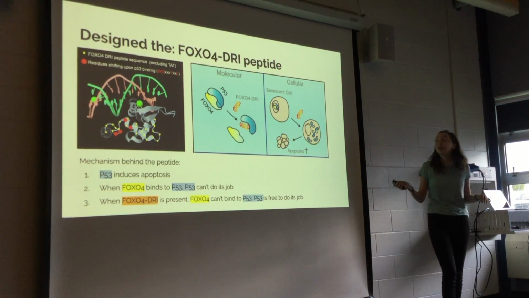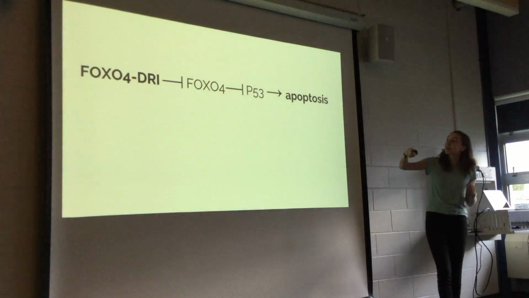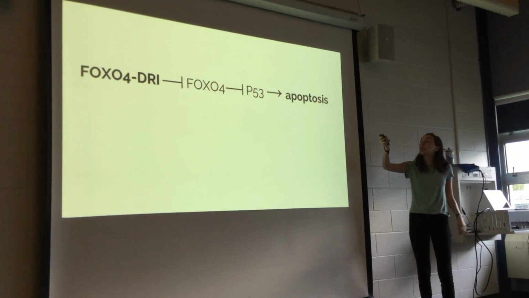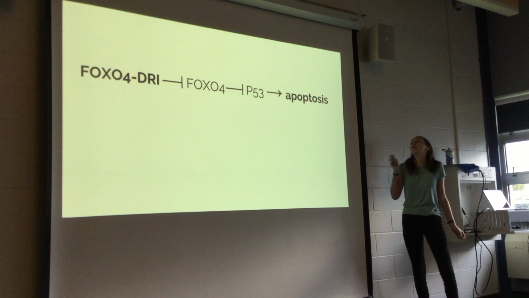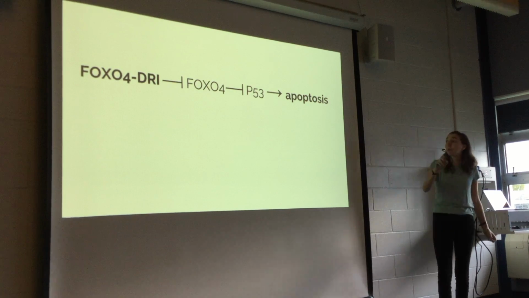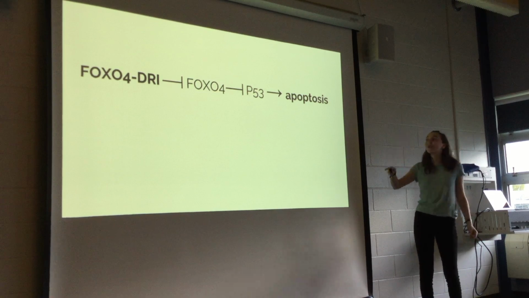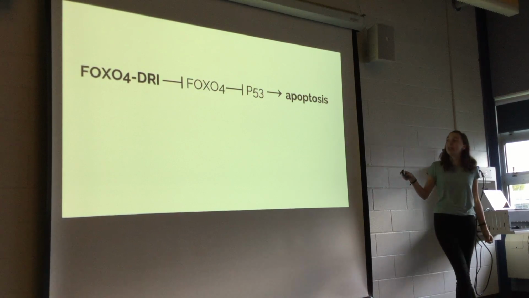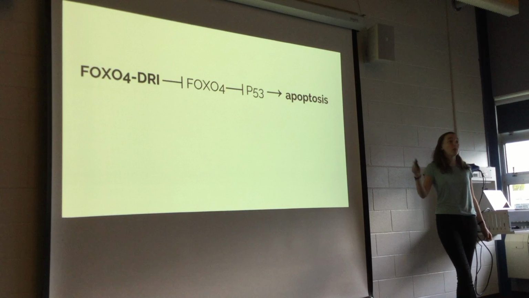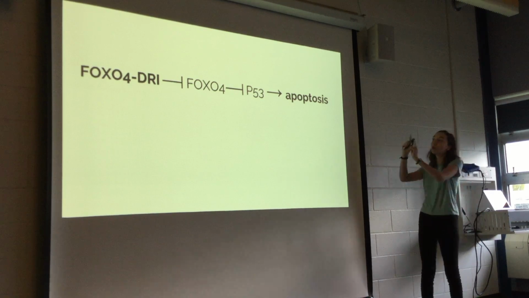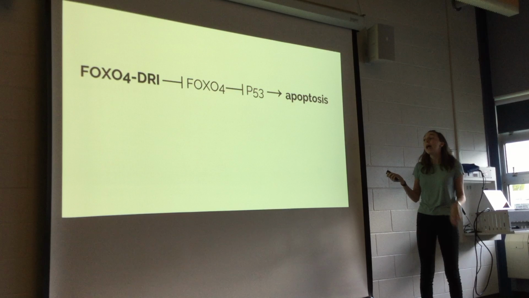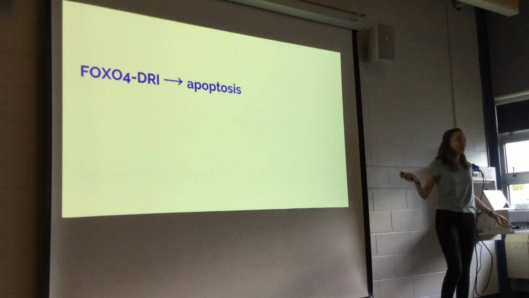I know it's kind of confusing, but in a simpler pathway, again, P53 is going to lead to apoptosis. Once FOXO4 is present, it's going to block P53. Once FOXO4-DRI is present, it's going to block FOXO4. So again, those two inhibitors are going to cancel out, and hopefully FOXO4-DRI will lead to apoptosis.